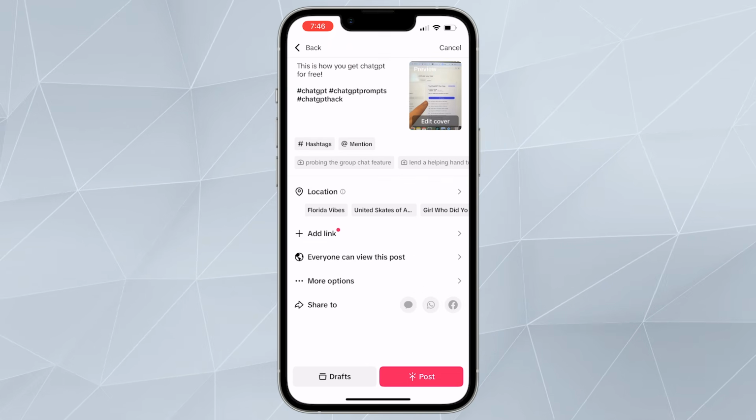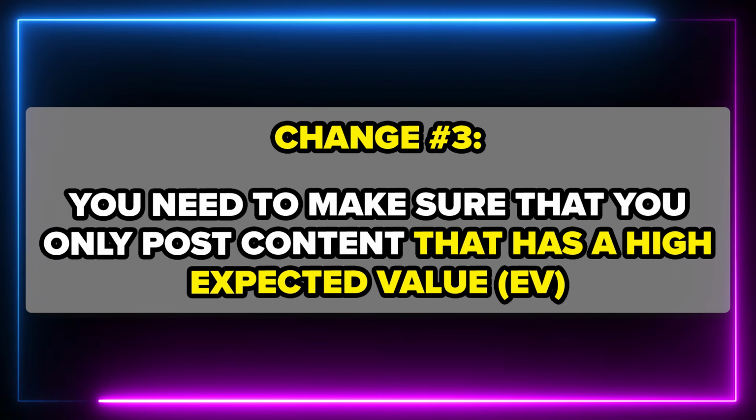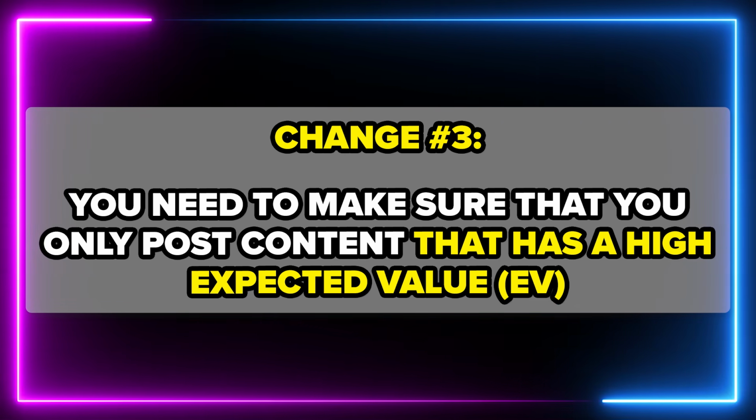Now from here, all you have to do is click post, and that's exactly how you post your video in order to increase your views, increase your followers, and ultimately go viral. Now this brings me to step number 3, and this is really one of the biggest algorithm shifts, and that is that you should only be posting content that is high EV. What does that mean? That there's a high expected value that when you post that content, you are going to go viral or get a lot of reach.